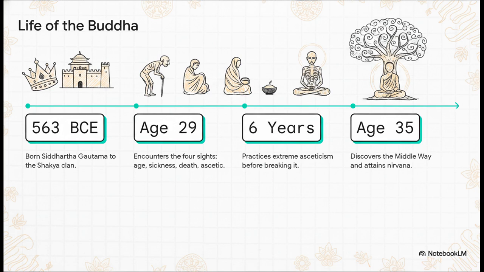So he commits the great renunciation, abandoning his royal life entirely. For 6 years, he practices extreme asceticism, literally starving himself until his bones were visible, hoping he could conquer suffering through physical mortification. Eventually, realizing that simply wasn't working, he discovers the middle way, a path of perfect moderation between total indulgence and severe self-torture. Sitting under the Bodhi tree, he finally attains complete insight, becoming the Buddha, or the Awakened One.